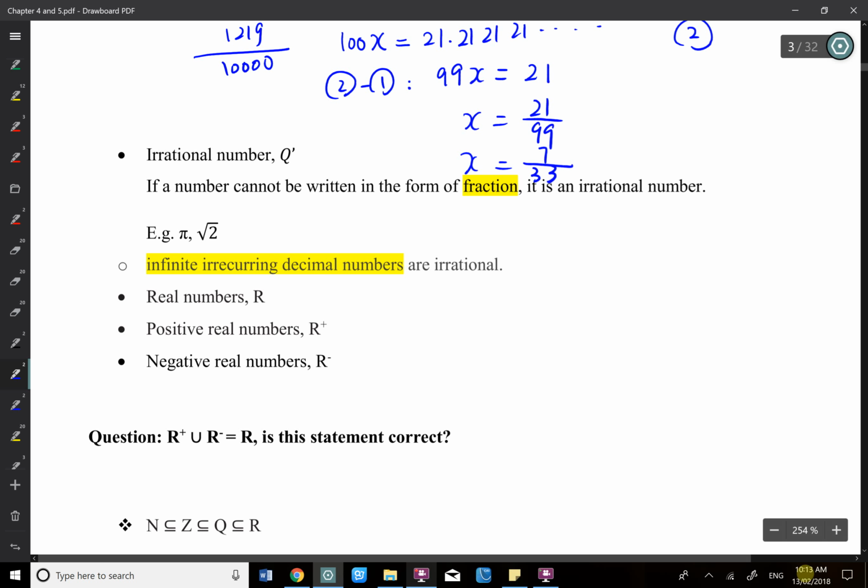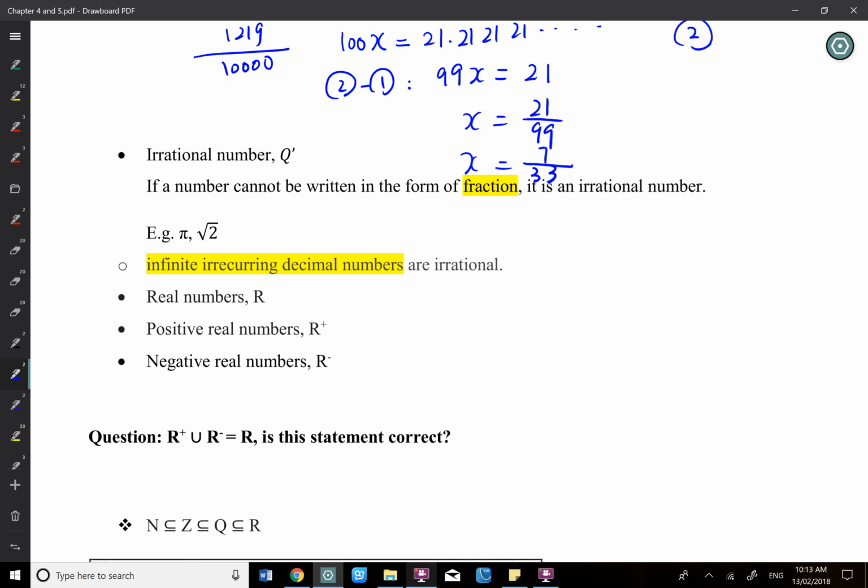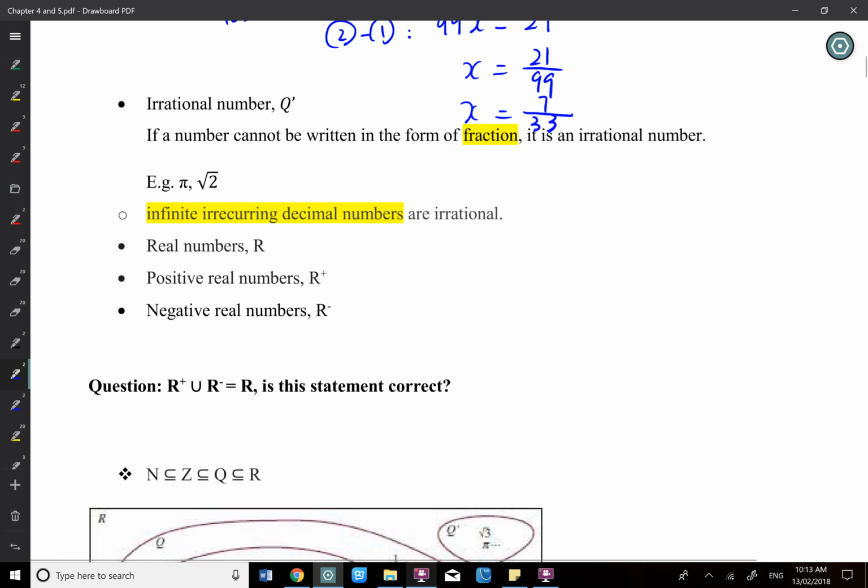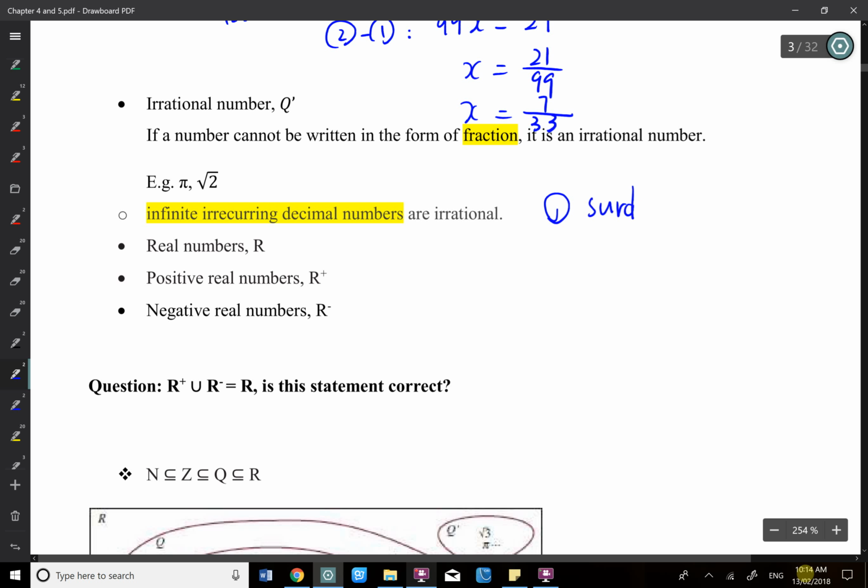Something that cannot be put into fraction form, we use Q dash to represent. So what can't be put into fraction form? It will be infinite non-recurring decimal numbers. Something with infinitely many decimals, but it's not a regular number, it's not circulating. So there are no patterns in the number. For example, all these square roots of 3 will be irrational numbers. Another one will be pi, which is irrational.